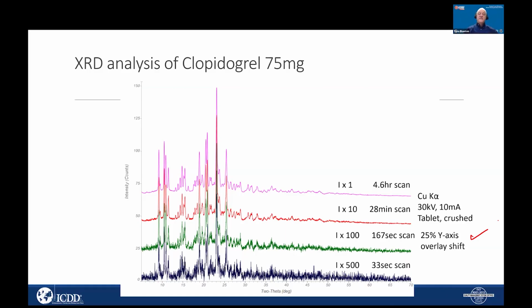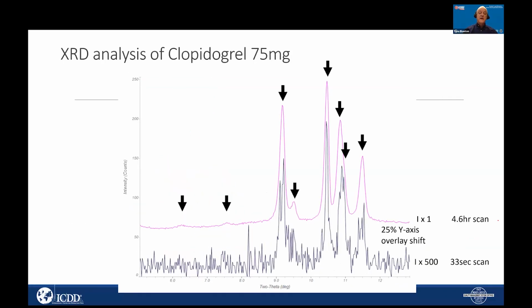and then we've done a shift just so we can differentiate the peaks. If I say, can I do phase ID on these samples? Well, in the top 3 scans, I could identify the major phase, the clopidogrel bisulfate. However, the question being asked was, can I identify everything in the sample? And that's when you really have to rely on a long scan.